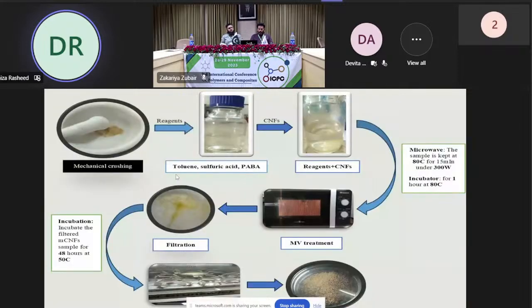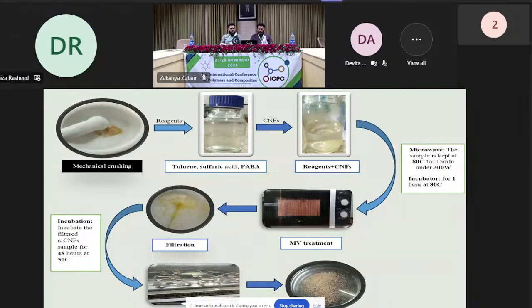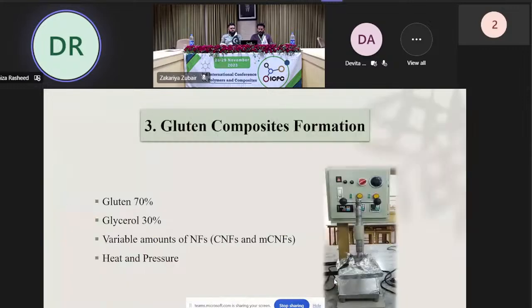So this is the scheme of the modification of cellulose nanofibers that we have obtained in the previous experiments, and then they have gone through different types of processes, and in the end we were able to have the modified cellulose nanofibers, which you can see here. Later on, these cellulose nanofibers were used for the formation of composites with wheat gluten proteins, which are one of the largest polymers in nature, and they can make a very well-defined matrix for the incorporation of cellulose nanofibers.